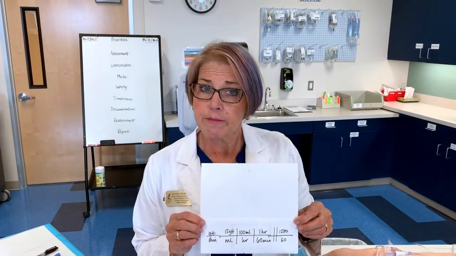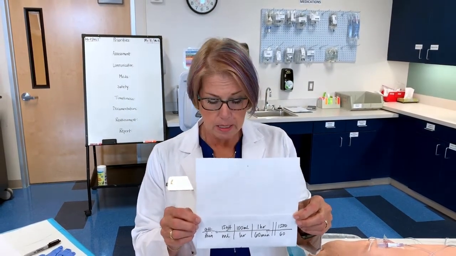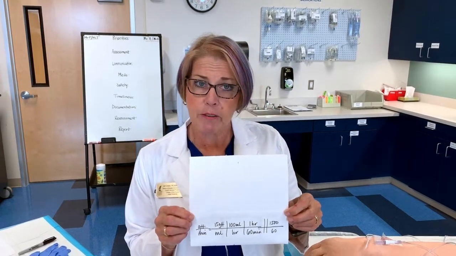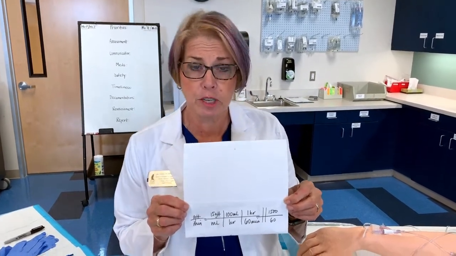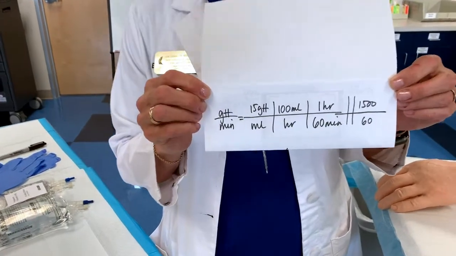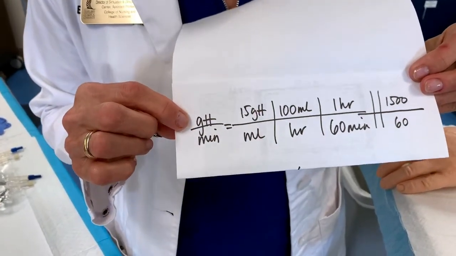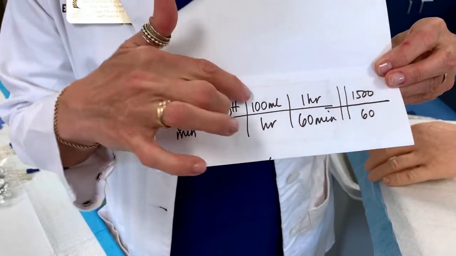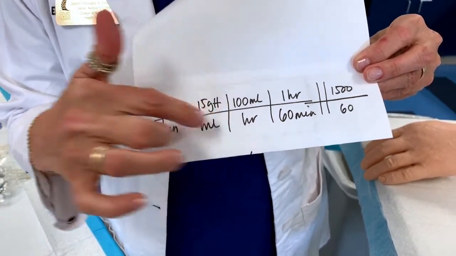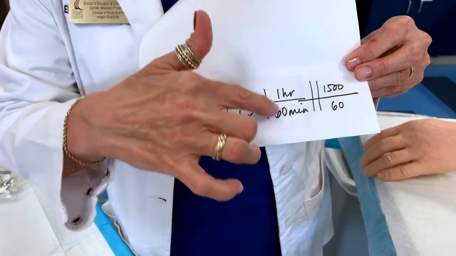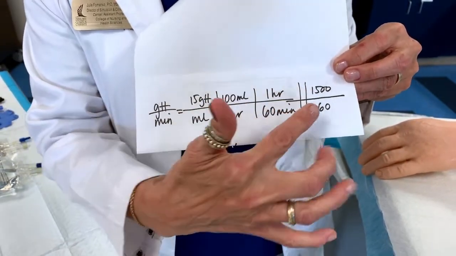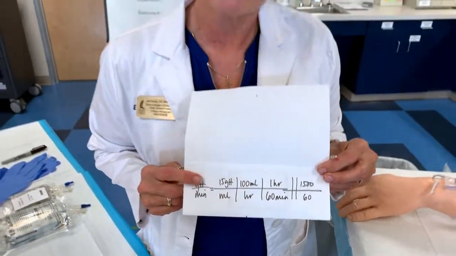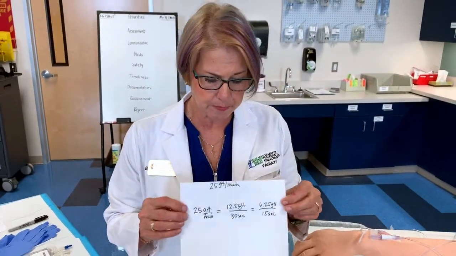Okay, did you get 25 drops per minute? That's how many drops per minute we want to figure out to run 100 milliliters an hour. And this is how you set up the problem. Remember, we're going to start with drops per minute. So we have 15 drops per milliliter. We have 100 milliliters per hour. And since we need minutes, we need to convert our hours to minutes. So you get 1,500 divided by 60, and that gives you 25 drops per minute.